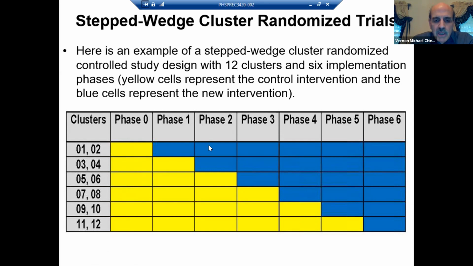After a period of time, you're going to reach phase 2, and you're going to randomize 2 more clusters to start on the intervention. And once in the stepped wedge, once you start on the new intervention, you'll notice that the cluster stays on that new intervention throughout the remainder of the study. So you just keep doing this until you reach the final 2 clusters that start on the new intervention at phase 6, at the very end. Right? So it's called the stepped wedge, as you can see, because of the appearance of this particular diagram.